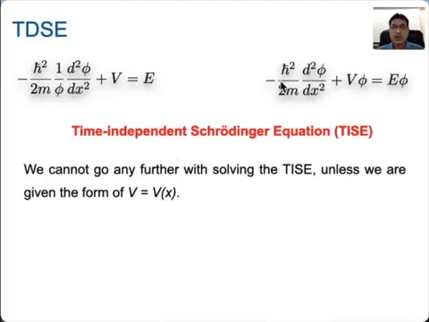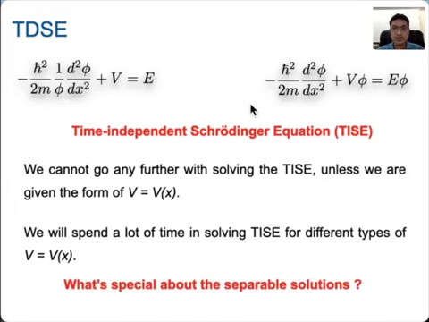Okay, now we cannot solve this equation any further unless we know the form of the potential. So in the coming classes we are going to do a number of examples where we will give different forms of the potential, and we will see what new physics we are going to learn in this quantum world. Okay, so that's what we are doing.